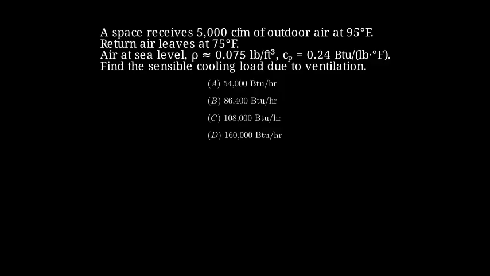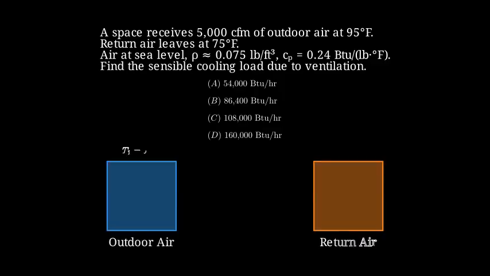Let's visualize the ventilation process. We have outdoor air coming in at 95 degrees and return air leaving at 75 degrees, flowing at 5,000 cubic feet per minute. We know the density of air at sea level, ρ, is 0.075 pounds per cubic foot, and the specific heat at constant pressure, C sub P, is 0.24 BTU per pound degree Fahrenheit.